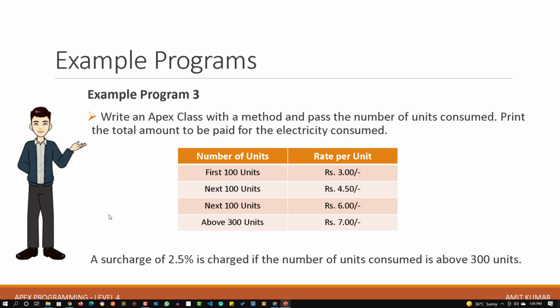From 201 till 300, charge will be 6. And from 300 onwards, whatsoever unit is consumed, it will be 7 rupees. And of course, don't forget, we will put a surcharge of 2.5% if the number of units consumed is above 300. So let's see the program.